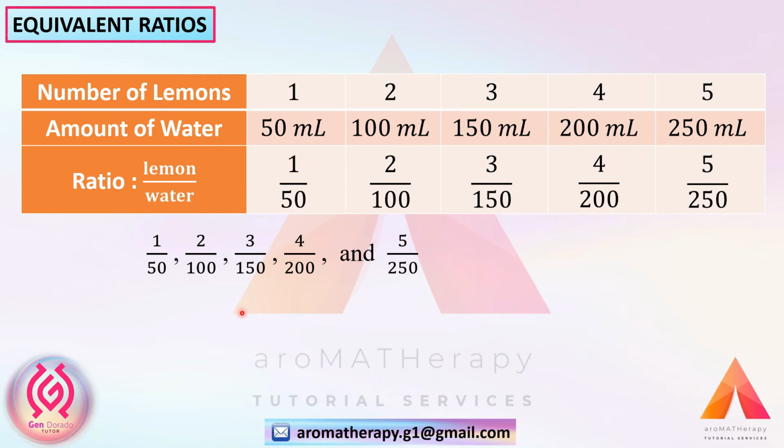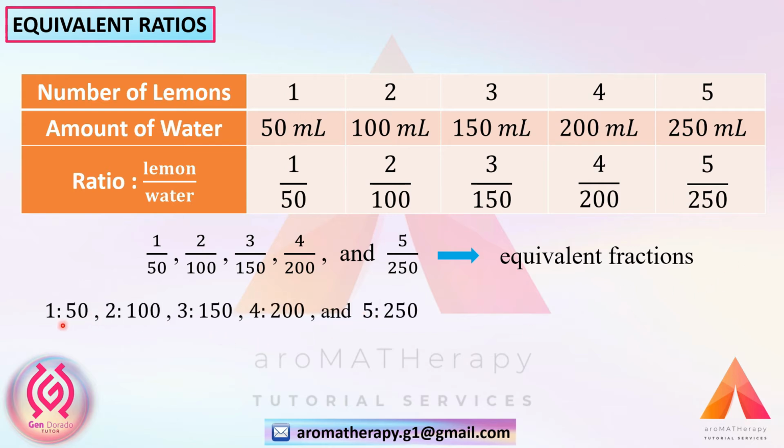The fractions 1 over 50, 2 over 100, 3 over 150, 4 over 200, and 5 over 250 are your equivalent fractions. So this means that 1 is to 50, 2 is to 100, 3 is to 150, 4 is to 200, and 5 is to 250 are your equivalent ratios. Understood?